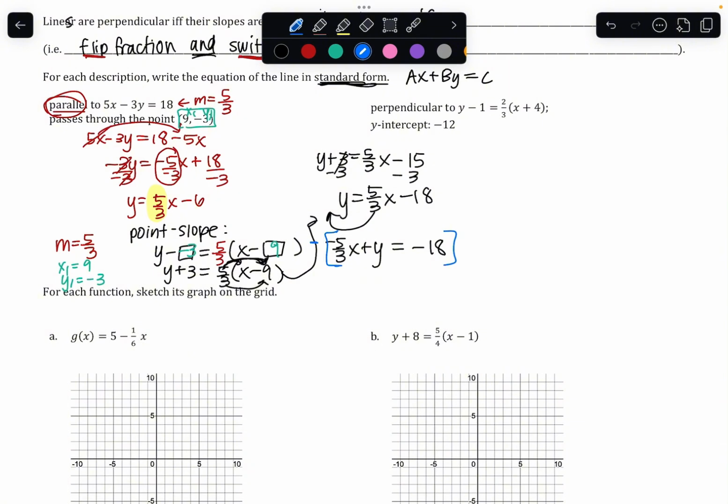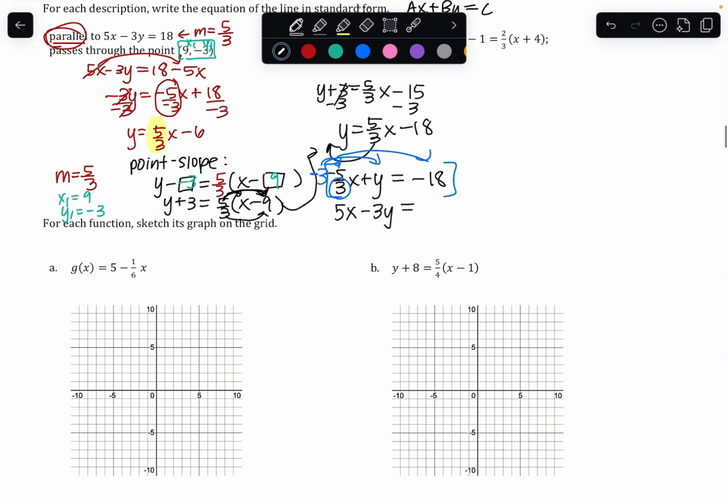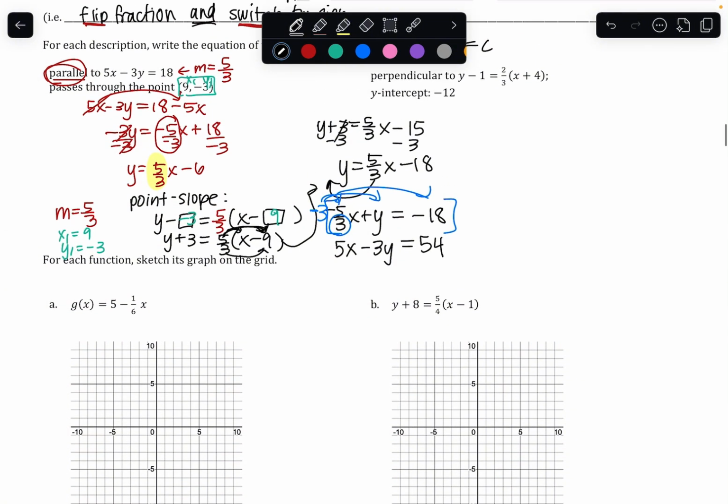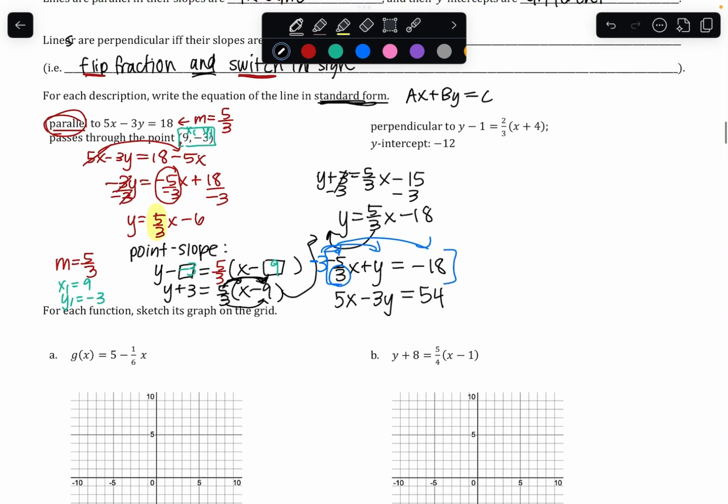So we need to scale it by a -3. All terms. So -3 times -5 is 15 over 3 is 5 for the x. -3 times y is -3y. -3 times -18 is positive 54. Okay, and so our final answer is 5x minus 3y equals 54.